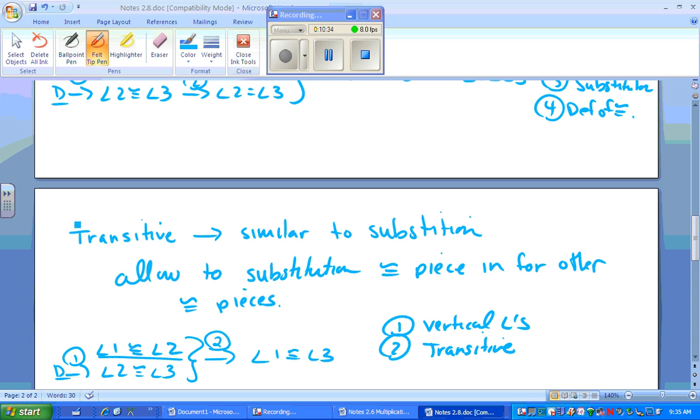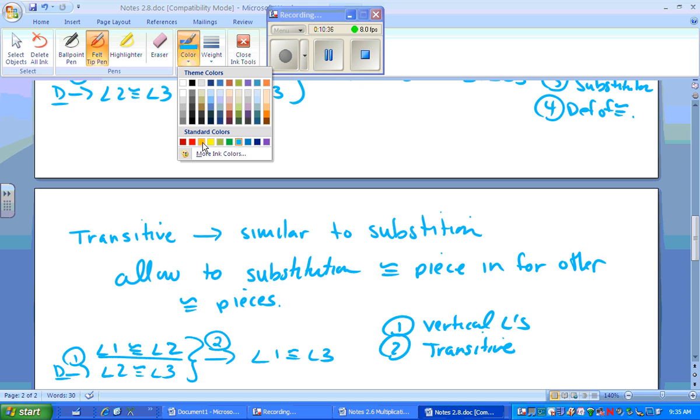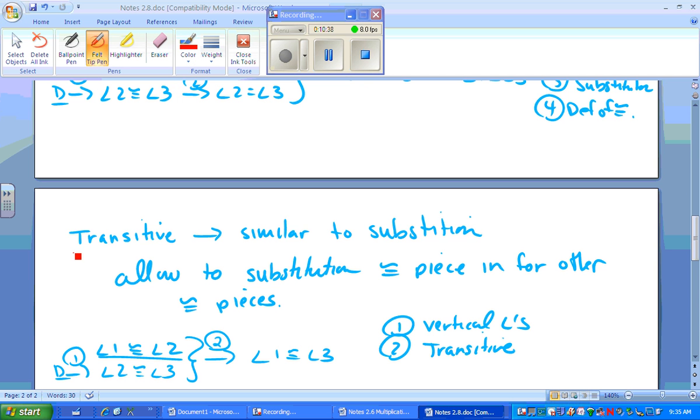So you can use transitive to go from congruent straight to congruent. This is what I would start using now. This is huge, the idea. I would start using this transitive idea here instead of going to equals and then substitution. So it works the same way, but you're allowed to go from congruent to congruent.